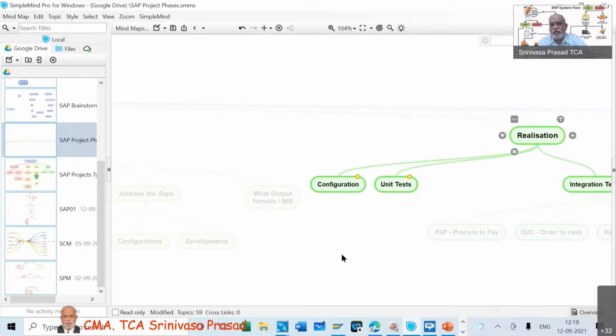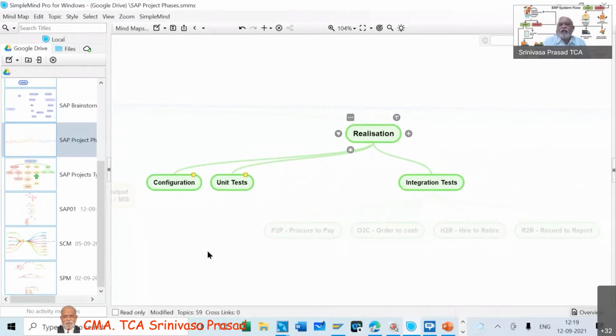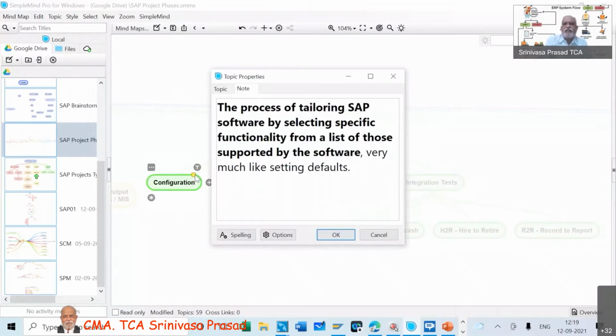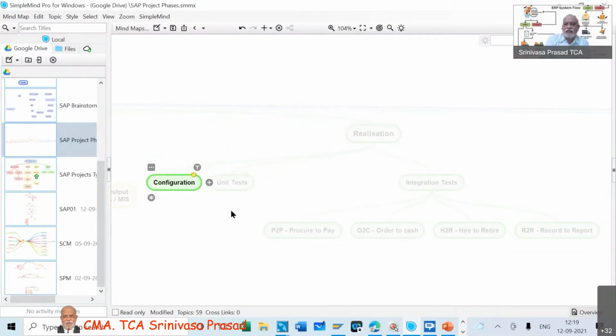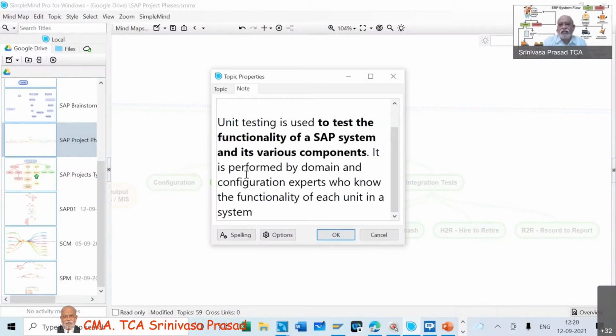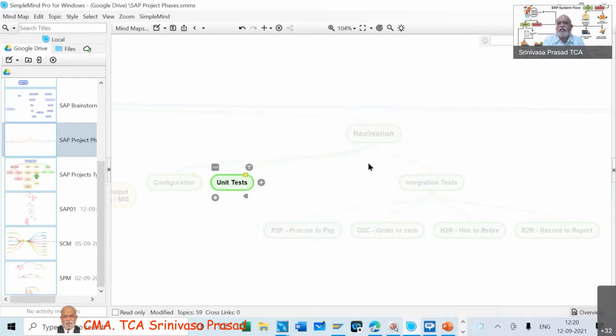Then comes realization. We have configuration and unit testing. Configuration is nothing but, if you really look at it, the process of tailoring SAP software by selecting a specific functionality, because there will be a lot of functionalities, but we will have to set up the default functionality according to your organization, so that you don't do a customization, but you are able to configure according to your need. That is what configuration is. And unit testing, we will be doing mainly to check whether the functionality of the SAP system and its various components is working each and every time. These are all during the implementation stage.